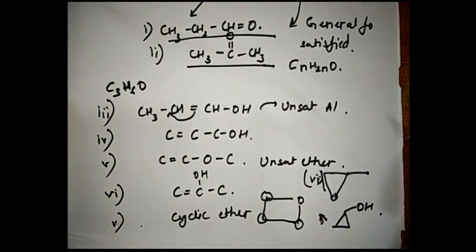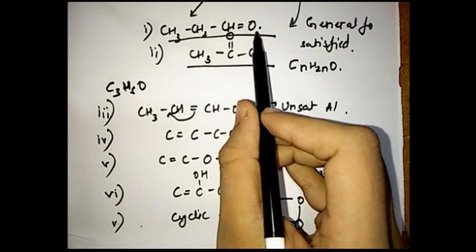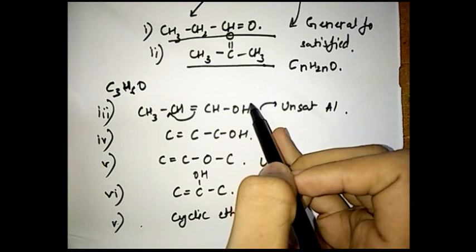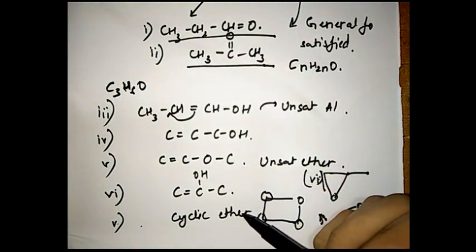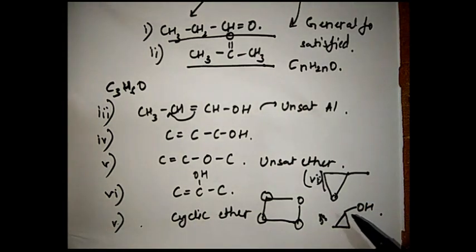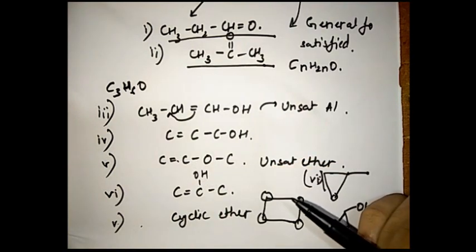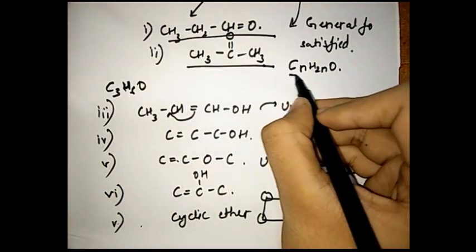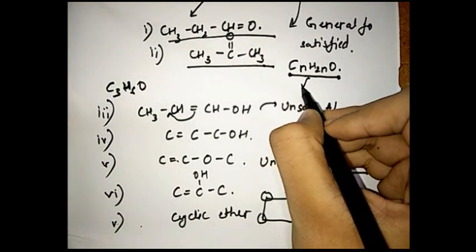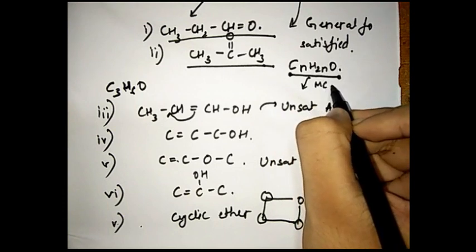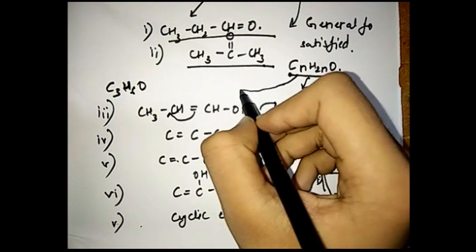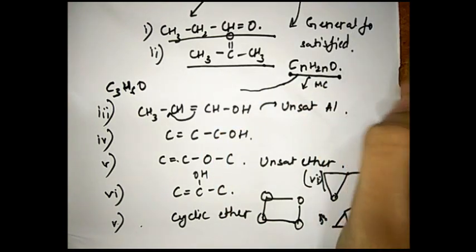As said above, by using the general formula CnH2nO, we can transform them into several isomers: aldehyde, ketone, unsaturated alcohol, cyclic ether, then we have unsaturated ethers. This is the unsaturated ether. So if you remember this general formula and apply it in any given multiple choice question, you will get to know that the isomers can be any of the above said compounds.